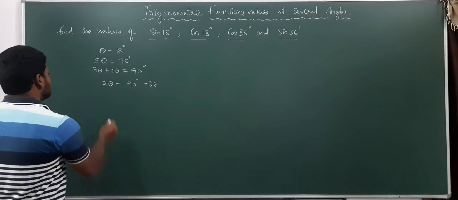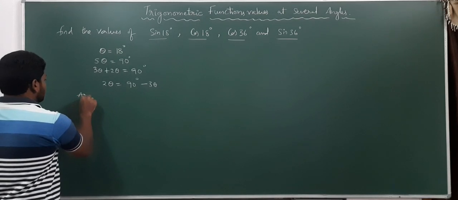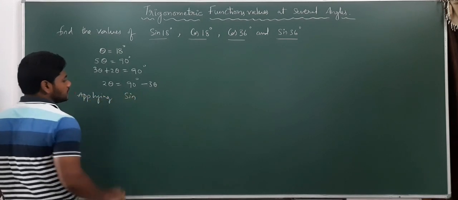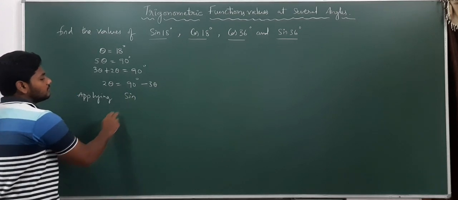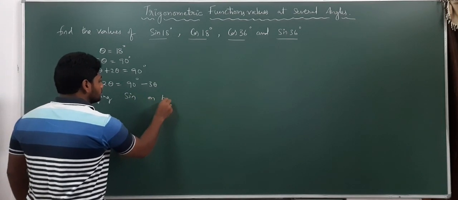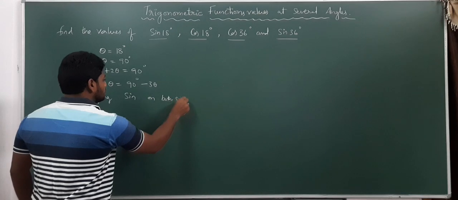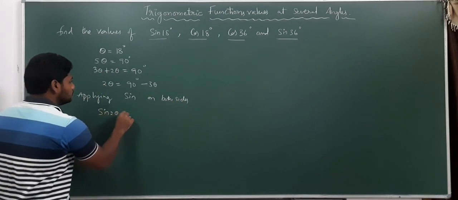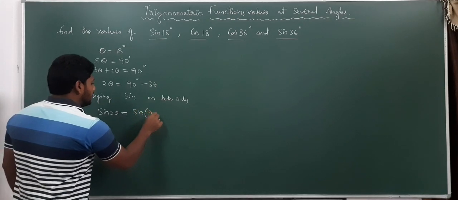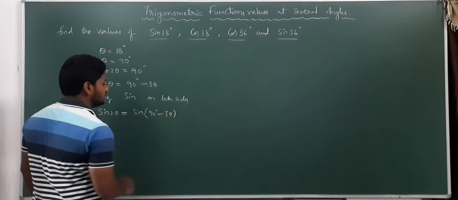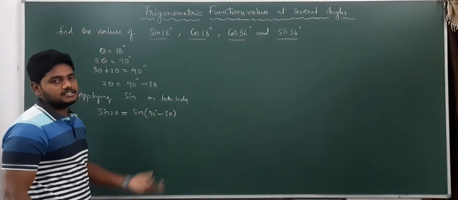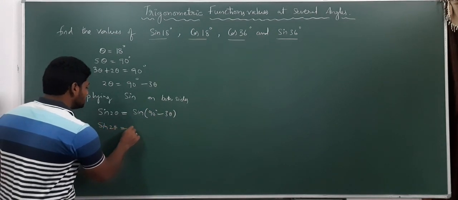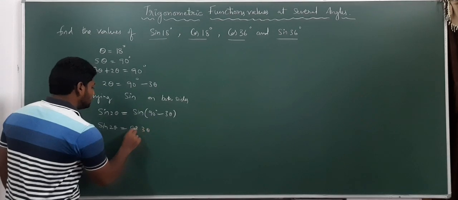Yes, we can write. Now what I will do is applying sine on both sides, not plus or minus sign. Applying trigonometric function sine on both sides. Then it will become sin 2 theta is equal to sin of 90 degrees minus 3 theta. Sin of 90 minus theta is nothing but cos. So sin 2 theta is equal to cos 3 theta.